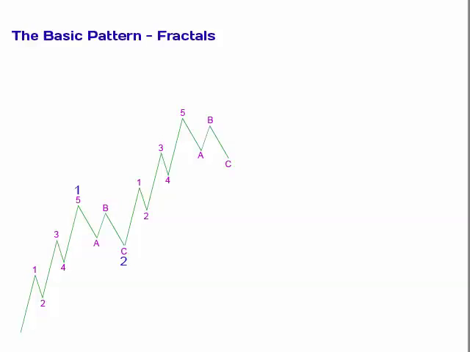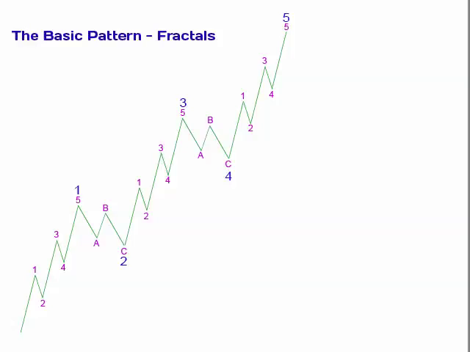It builds on itself to create fractals. This is the 5 up followed by ABC back, copied over from the first slide. This is waves 1 and 2. We copy that. It repeats itself. 3 and 4 follow 1 and 2. And the final big step in the main trend direction, the final 5th wave.